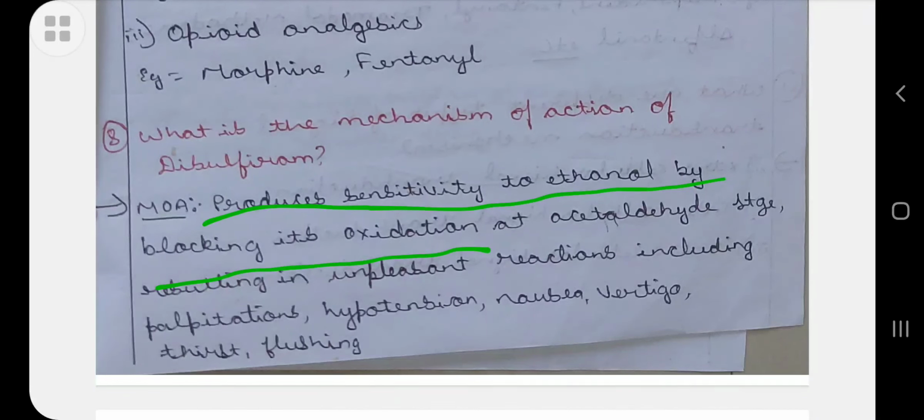Alcohol would normally oxidize and form acetaldehyde, but disulfiram won't allow alcohol to be converted to acetaldehyde by oxidation, resulting in unpleasant reactions including palpitation, hypotension, nausea. Because the alcohol or ethanol can't change to acetaldehyde, inside the stomach it causes vision problems or blurry vision, and also vomiting sensation, vertigo, headache, all these.